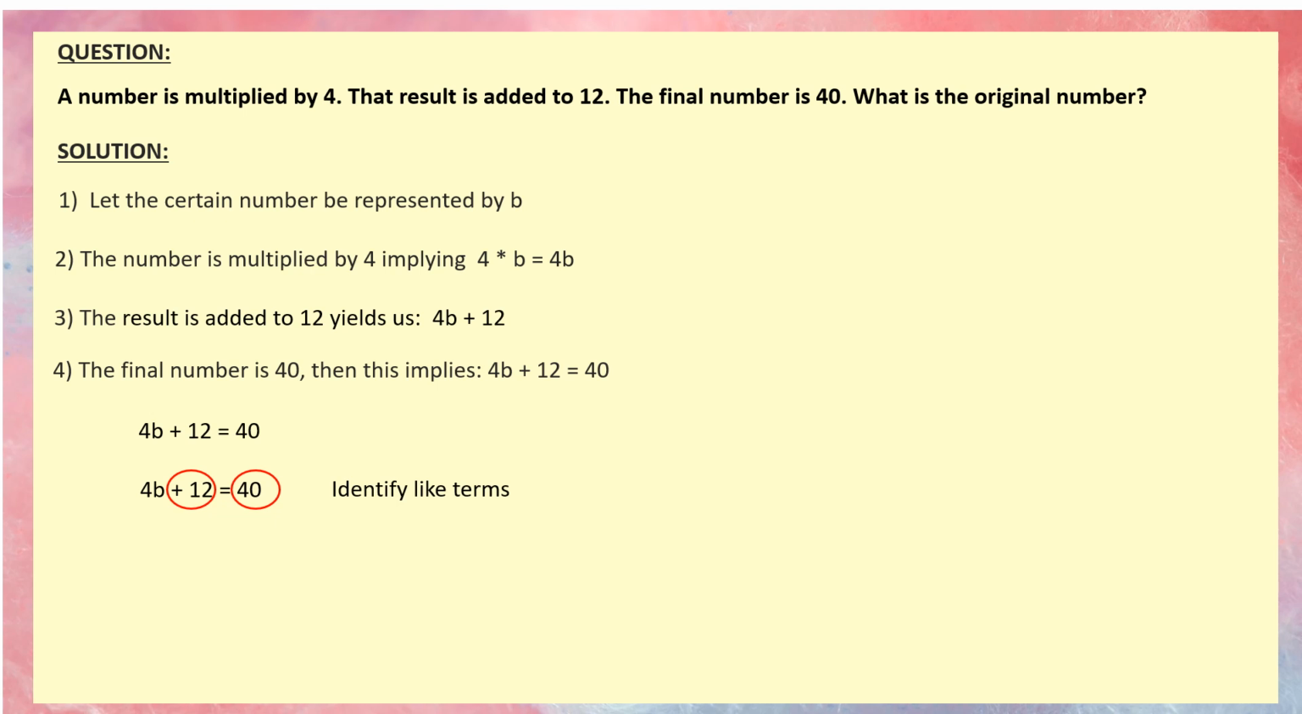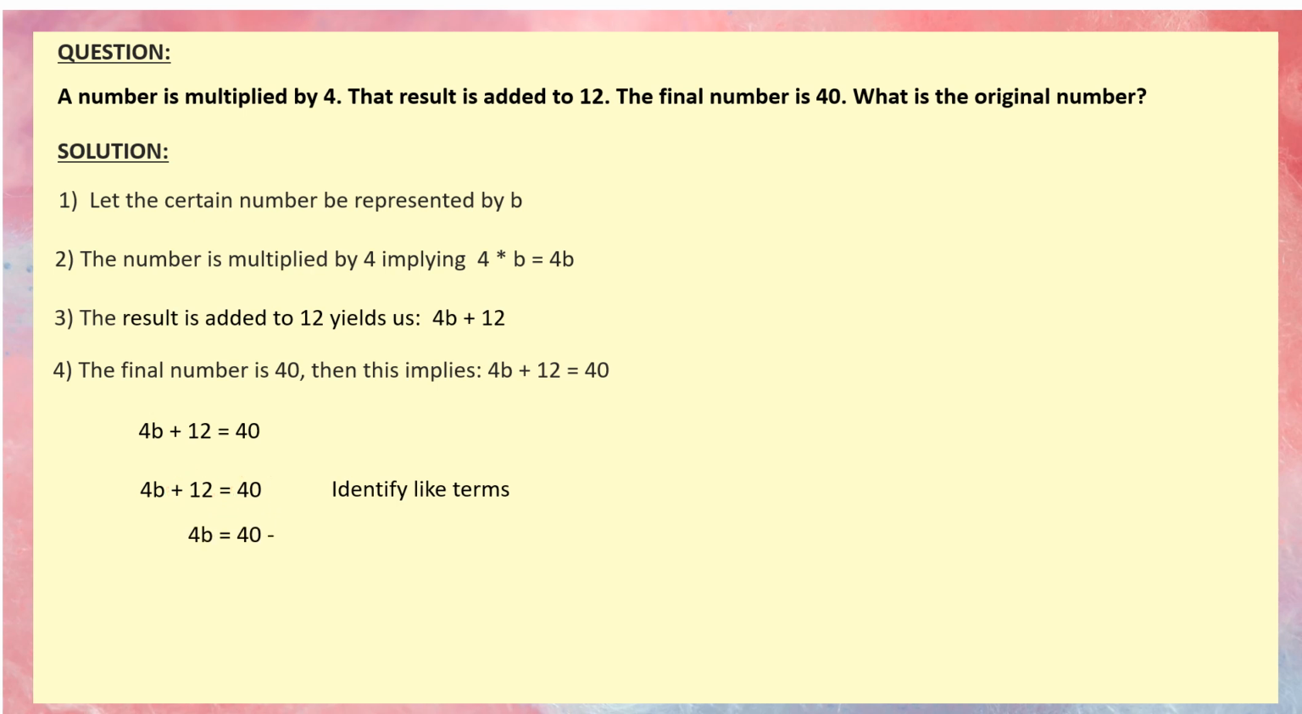Why are we taking it to the right hand side? We want to group it with the 40, and the 40 actually has a positive sign assigned to it. Even 4b has a positive sign assigned to it, but in this particular case it's not written out. 4b has a positive sign, 12 has a positive sign, and 40 has a positive sign.